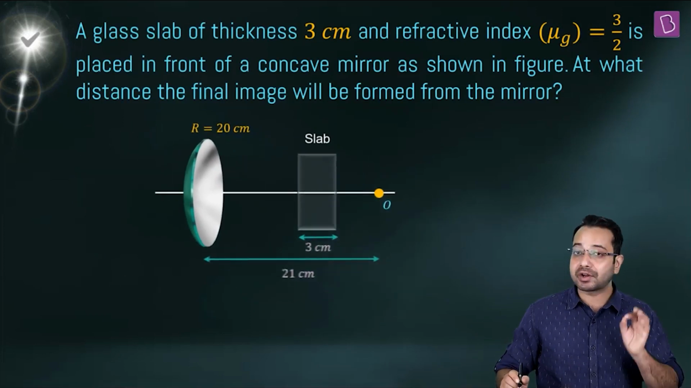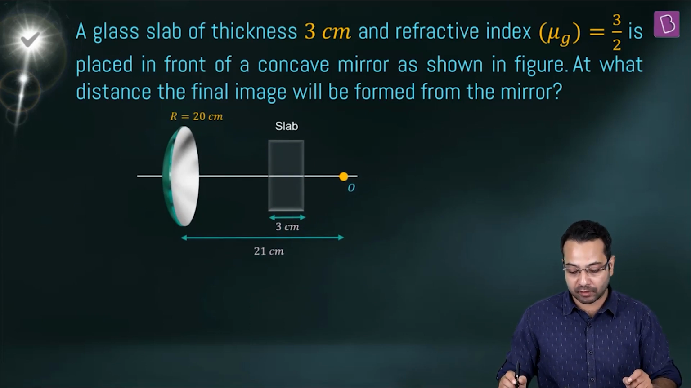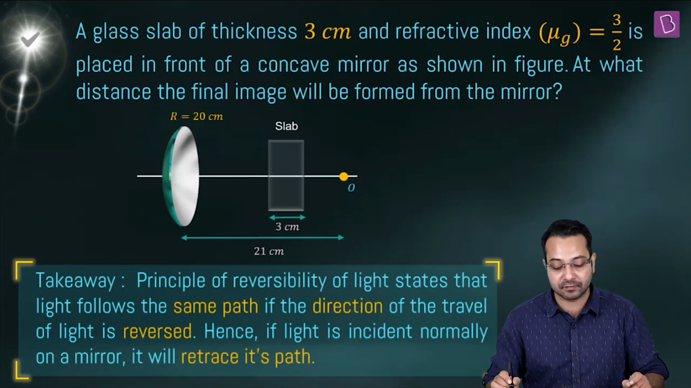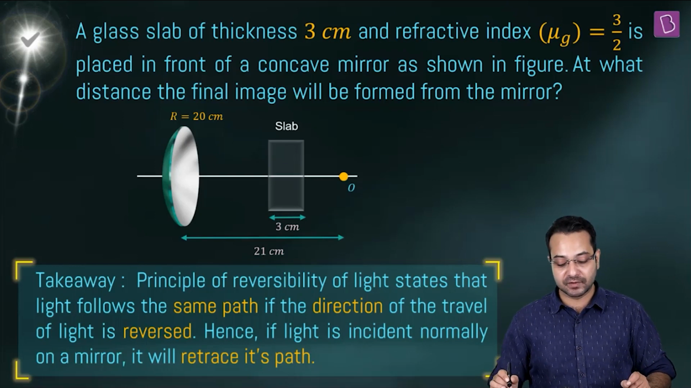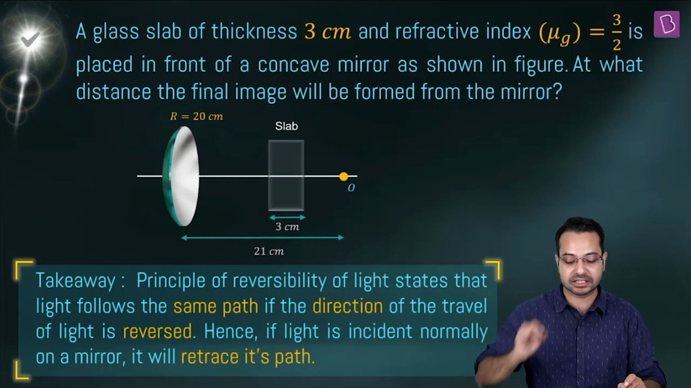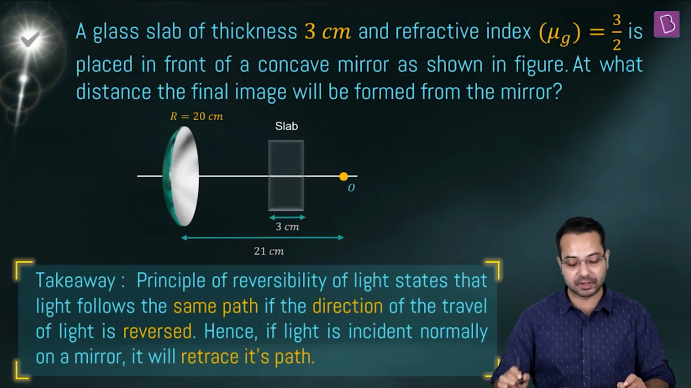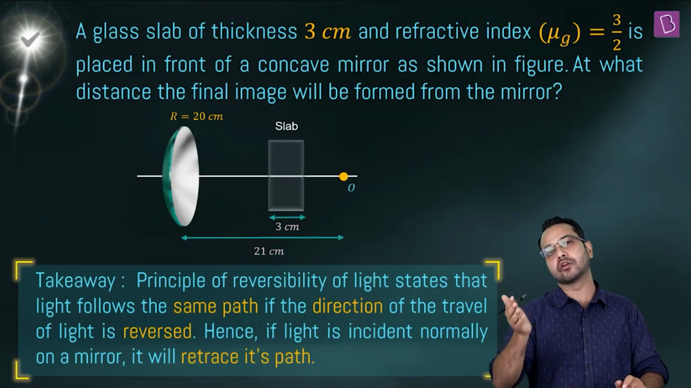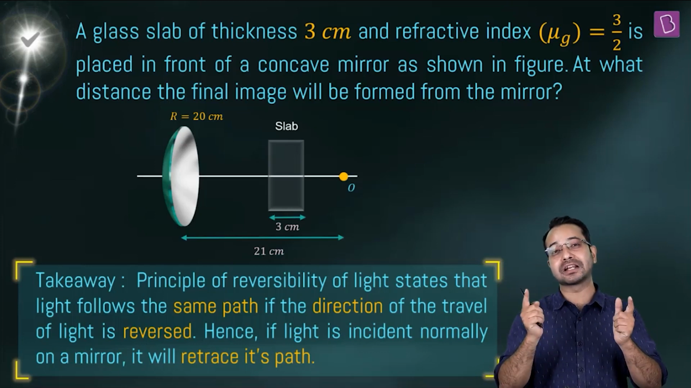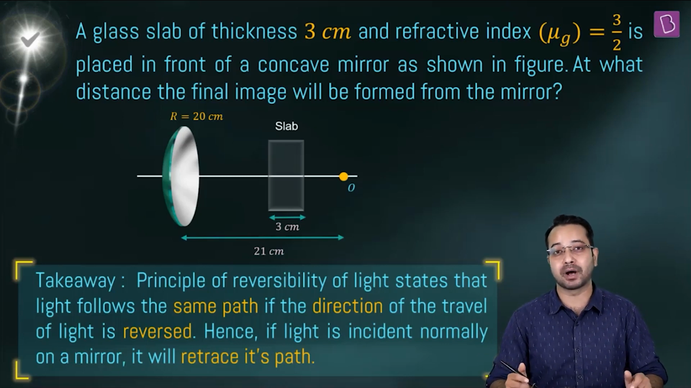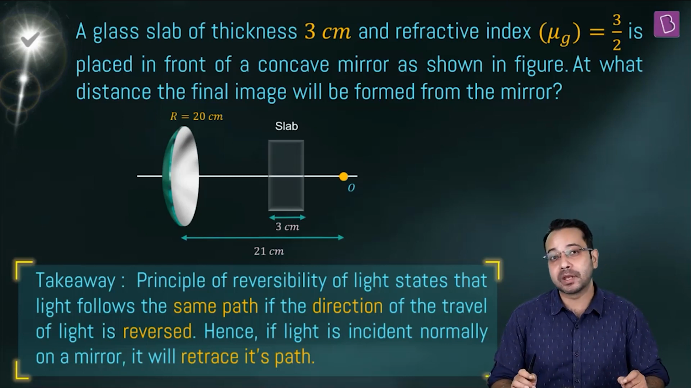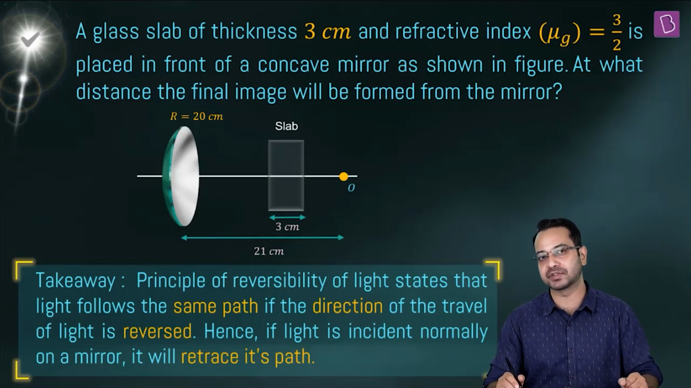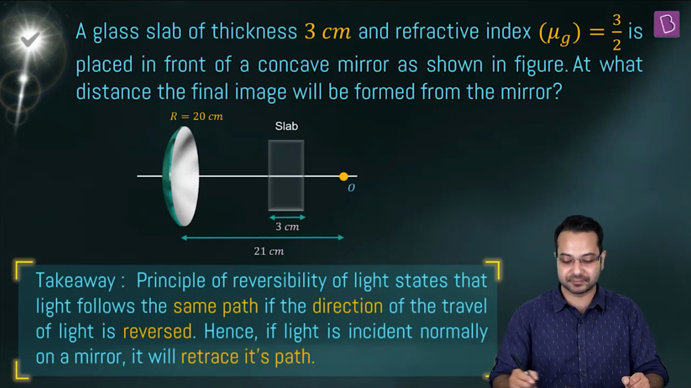Now there is an important takeaway here, which is the principle of reversibility of path of light. And what does that state? The principle of reversibility of light states that light follows the same path if the direction of travel of light is reversed. Hence, if light is incident normally on a mirror, it will retrace its path. Because if there is normal incidence, it is going to be reflected normally as well. So the direction of light is just going to be reversed and it is going to follow that path again. This is a very important scenario because it is going to occur again and again in geometrical optics, as we proceed. So let's move to the next question.